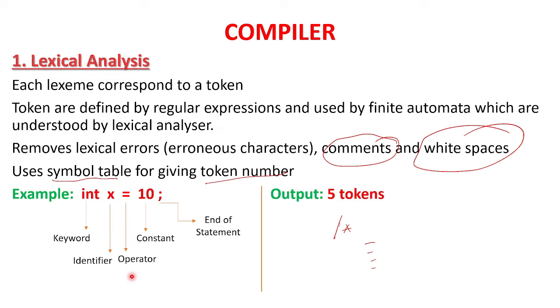Then equal to is an operator like plus, minus, into. So it is also considered as one token. 10 is a constant. It is also considered as a token, and semicolon is the end of statement. So 1, 2, 3, 4, 5. There are 5 tokens in this one line. So lexical analysis will take the program and like this it will make the tokens. So in this there are 5 tokens.